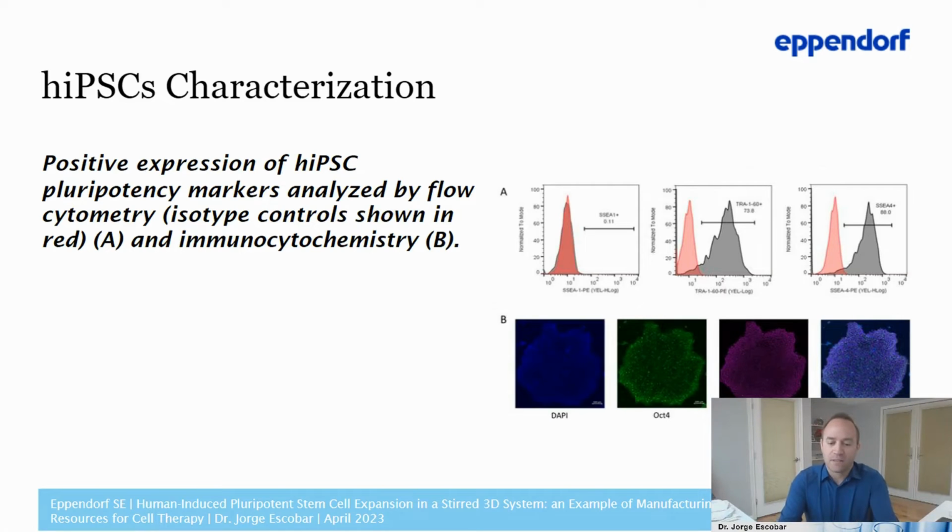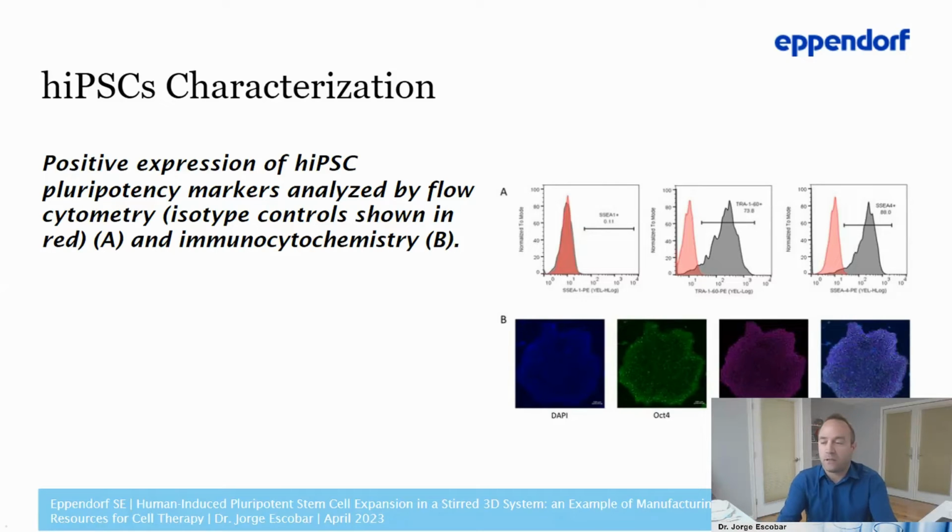Then the next step was the iPSC characterization through iPSC pluripotency marker expression. We used flow cytometry, and we also used immunocytochemistry. Let me explain a little bit. The single cells that we collected from the T flask were incubated with conjugated antibodies against TRA-1-60, against SSEA4 and OCT4, and also with the corresponding isotypes, for 30 minutes at 4 degrees Celsius.